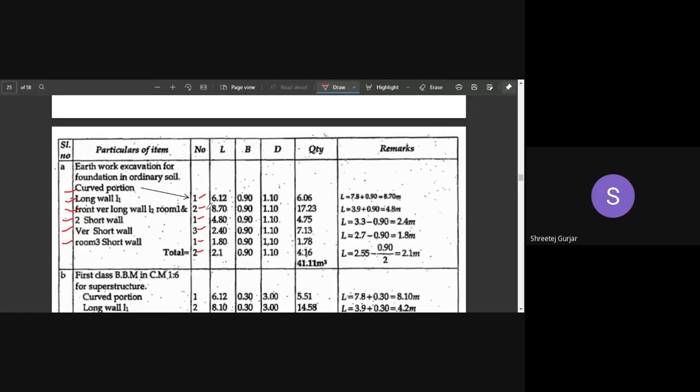So this is just shifted down. This is not the total. This is for your short wall S3, and they are 2 in number. Now the length calculation: I've told you how it works for long walls.